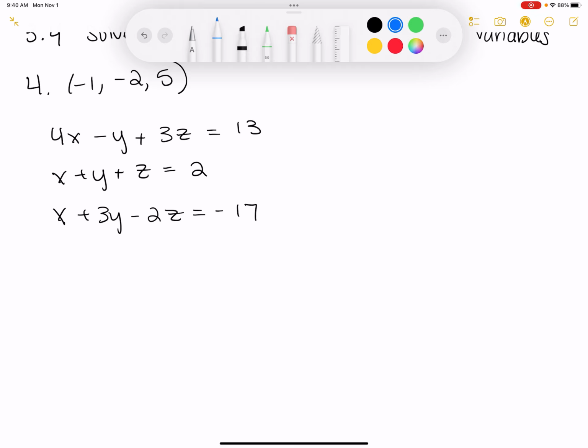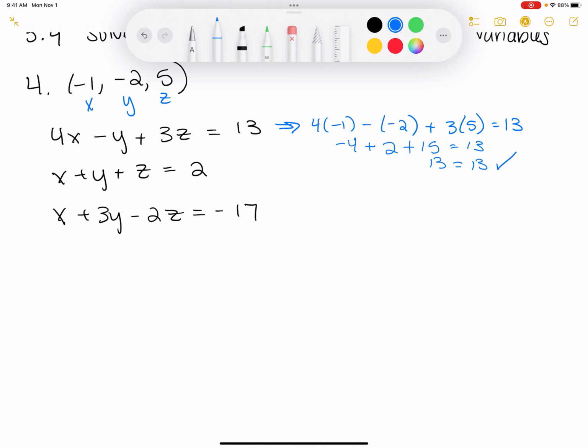Alright, so we're just going to take the ordered triple, remember this is in x, y, and z. So we're going to take those numbers and plug them into each one. So into this one, 4 times -1 minus -2 plus 3 times 5 equals 13. So I've got -4 plus 2 plus 15 equals 13. So 17 minus 4. So 13 equals 13. So that one works.